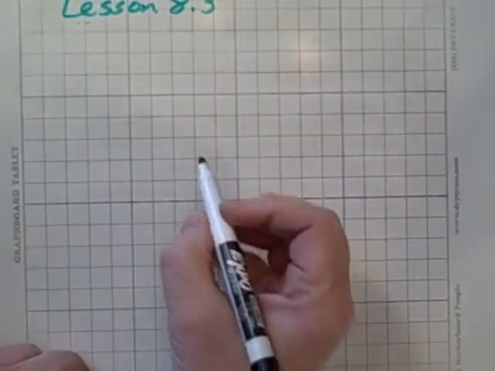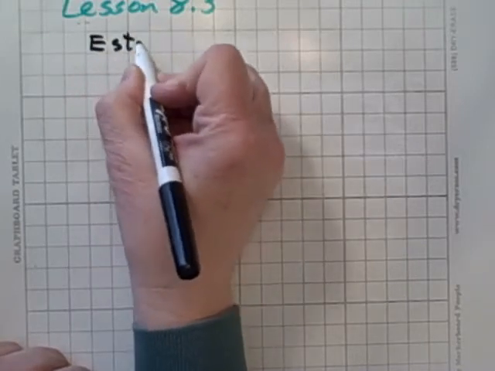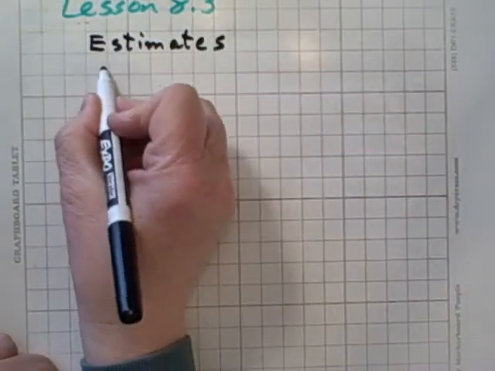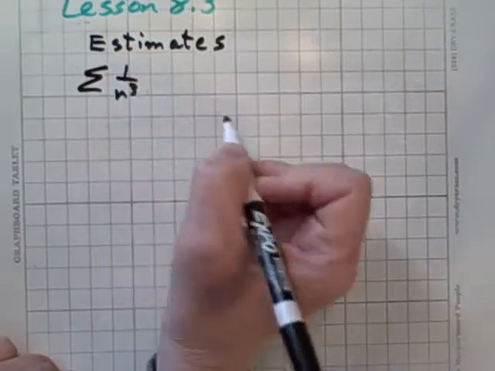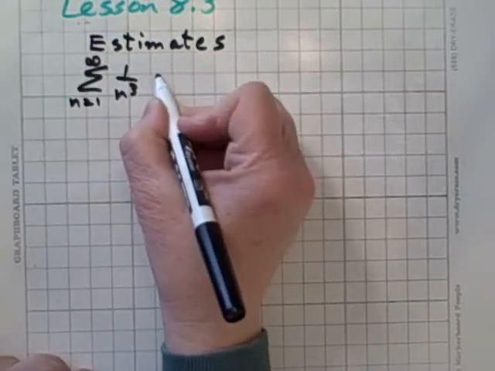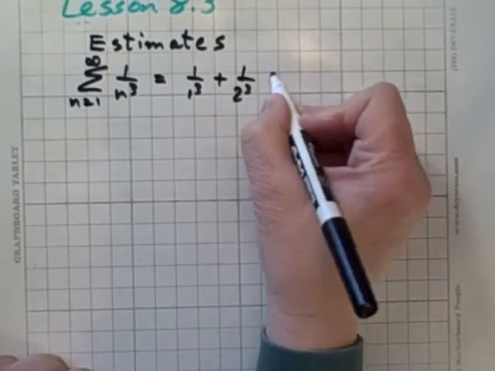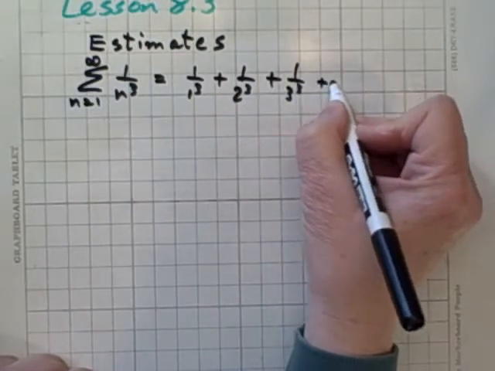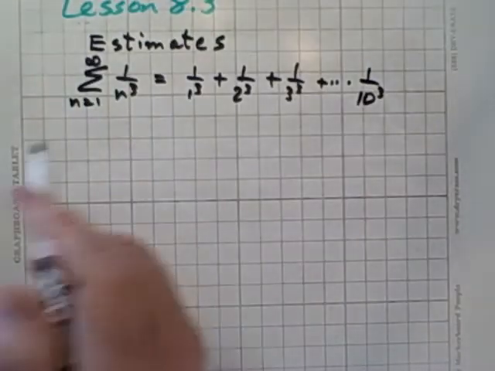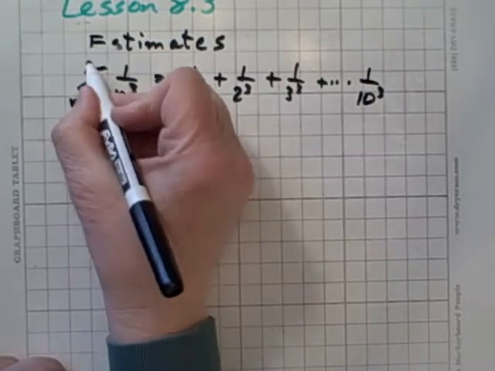The last concern in the lesson is estimates. Suppose that we have a series 1 over n cubed, and we expand it out. Suppose we write out a few terms here: 1 over 1 cubed, 1 over 2 cubed, 1 over 3 cubed, and let's say that we stop at the 10th term, 1 over 10 cubed. And rather than going out to infinity, we are just taking 10 of them as an approximation of the sum.